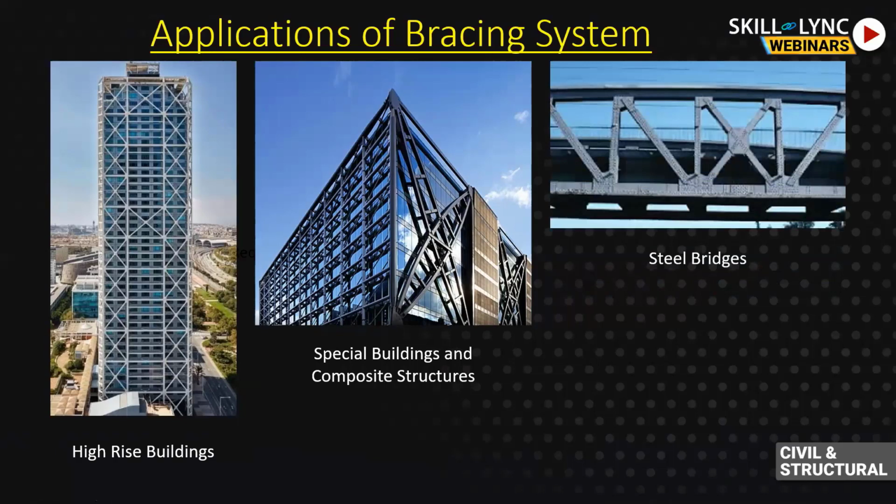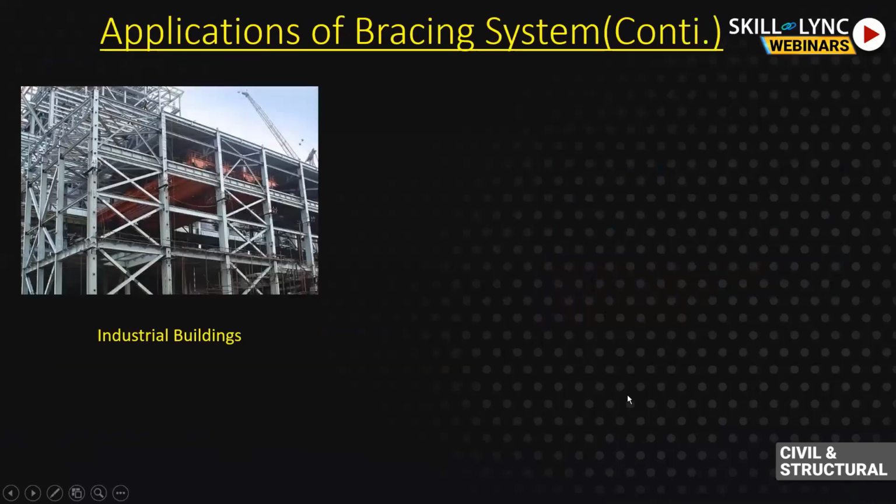Steel bridges, we have already seen, are always truss type and always have these bracings. Industrial buildings very commonly use steel structure, and for many purposes it is required to be a braced frame only, as we have discussed. When there is a very large amount of load and the spans are much longer, bracings are much more preferred.